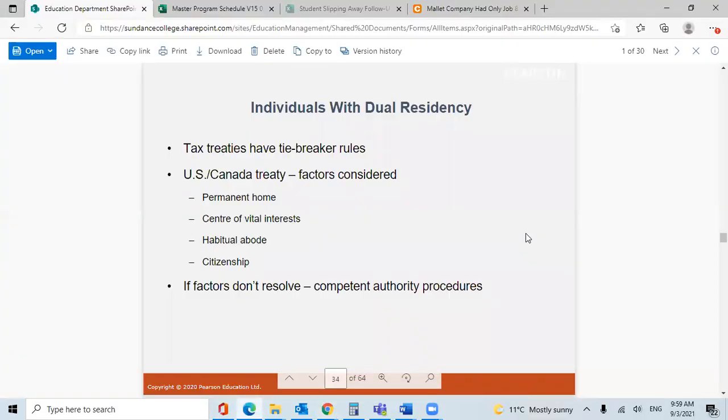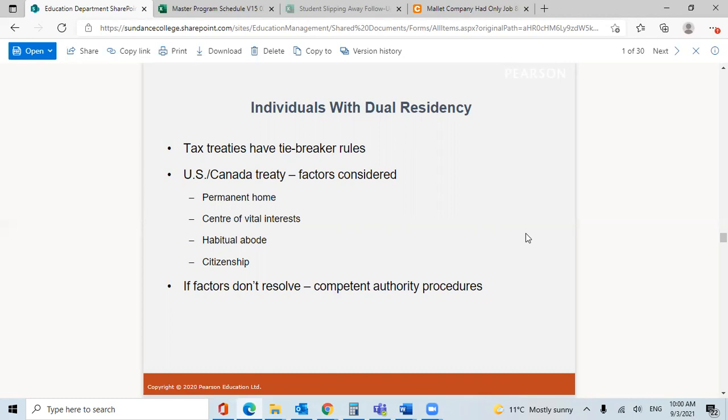The next one is dual residency. So for dual residency, tax treaties have tiebreaker rules. Sometimes a person, like a Canadian army member, is probably stationed in another country, but he's a Canadian citizen. So they are treated as a dual resident, and under dual residency, they probably need to pay double taxation in both countries. So these tiebreaker rules help resolve this kind of situation, making the person not double pay income taxes. That is how the tiebreaker rules work.